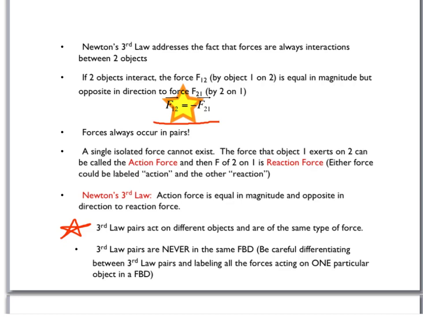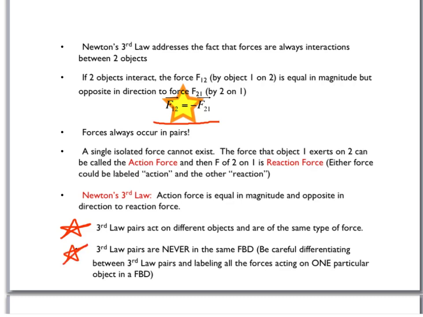So in the example of you pushing on your desk, it's the same kind of contact force, a contact force of touch between your hand and the desk, and that's the same type of force in each one, but they're on different objects. One force was your hand pushing on the desk, and the other one was the desk pushing on your hand. So different objects but the same kind of force.